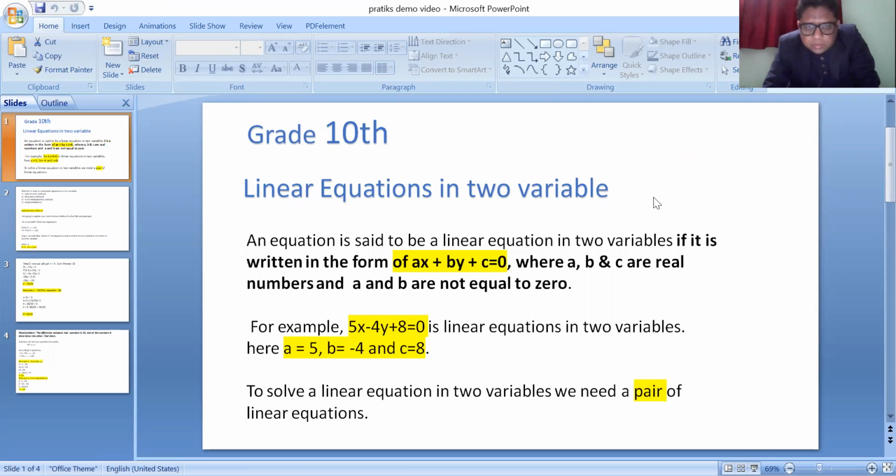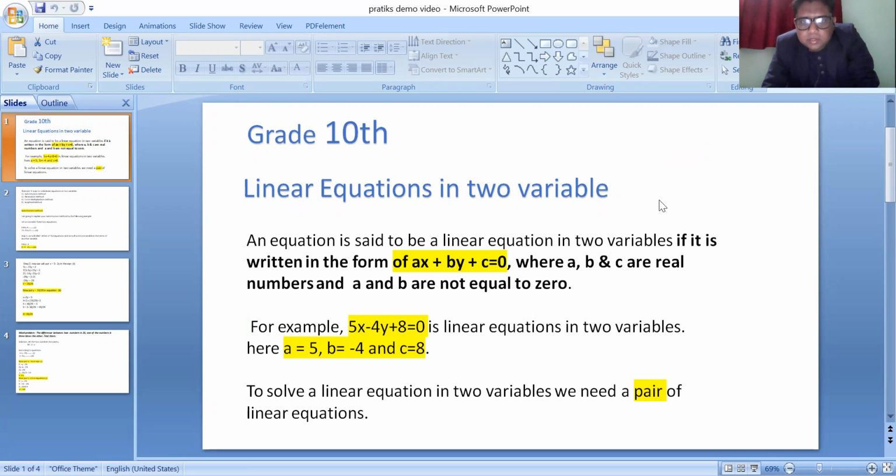So good morning everyone. My name is Pratik and today I'm going to show you how to solve linear equations in two variables. Okay, so first of all we must know what a linear equation is. So what is a linear equation?